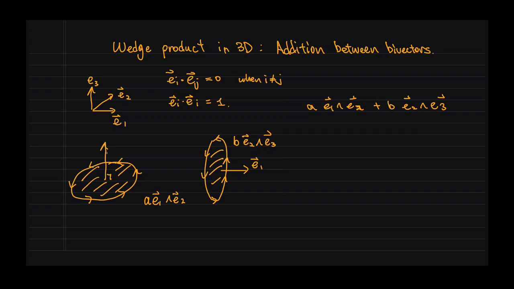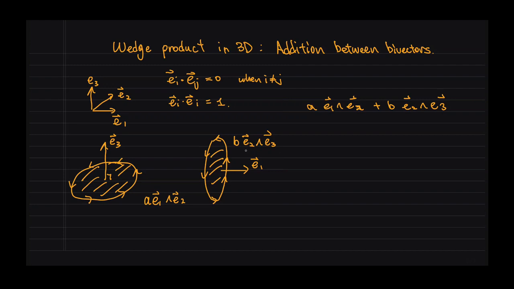So here I imagine that the bivector A, E1 wedge E2, is like this, and I represented a surface patch, and the normal vector is pointing to E3. But the normal vector here is really for visualization purposes, because I'm still drawing everything in 2D, even though we are talking about something in 3D.